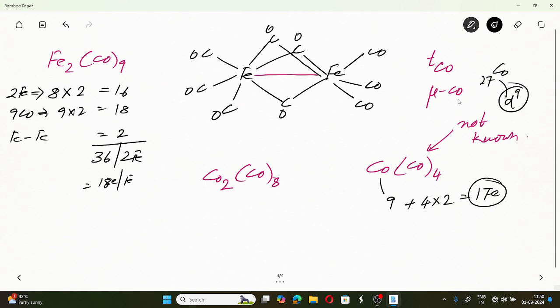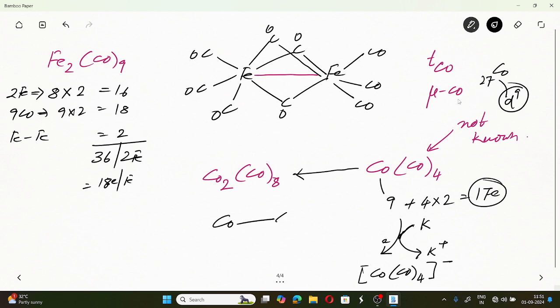So in order to gain stabilization, what can happen? There are two possibilities. First of all, if treated with an alkali metal that can readily lose an electron, it may be converted to the corresponding Co(CO)4 minus. Or it may undergo dimerization via the formation of a metal-metal bond. See, it can undergo dimerization via the formation of a metal-metal bond. So is it clear?